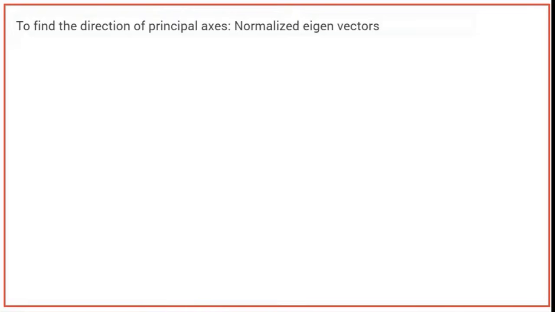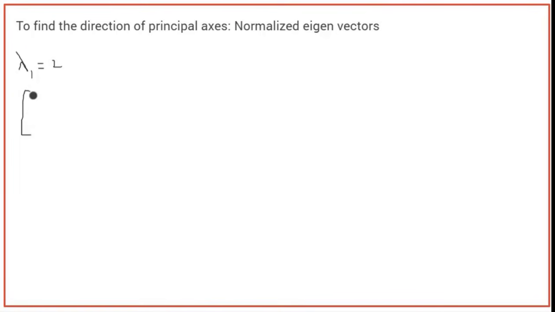And to find the direction of the principal axis, we need to determine the normalized eigenvectors. That is, the magnitude of the eigenvector should be equal to 1. So let's find the eigenvector corresponding to the eigenvalue 2.